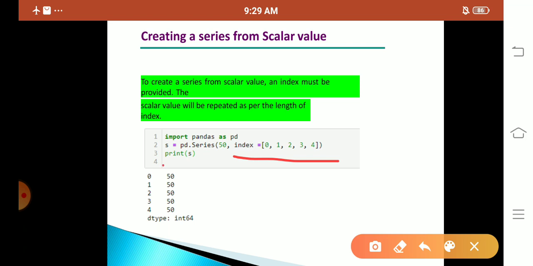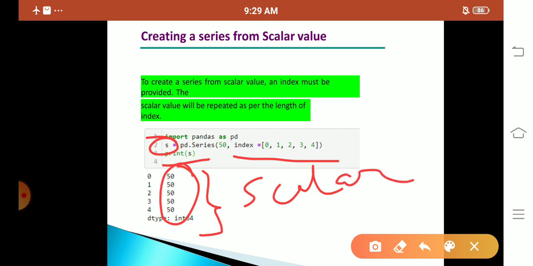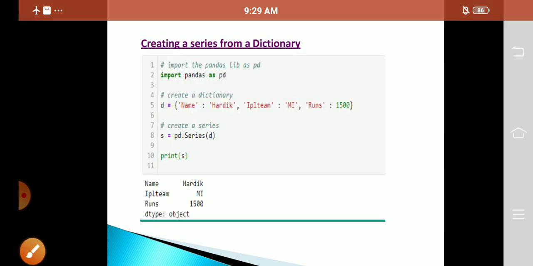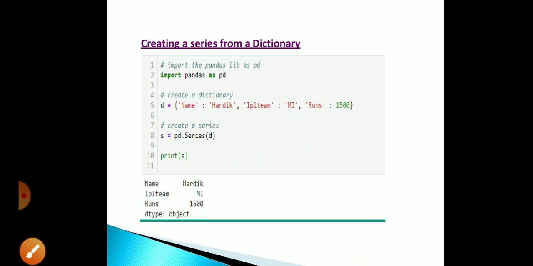Then I'll print s. Why have I printed s? Because in my s variable my series has been stored. So the output will be represented as 0 1 2 3 4, and in all the positions what value will you find? 50 we will find, because 50 is your scalar value.